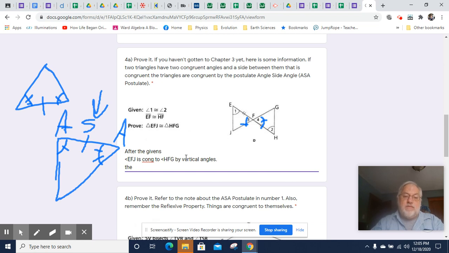So I'm going to label them carefully. So triangle EFJ is congruent to triangle HFG. Now that's EFJ and HFG. So F corresponds to F, E corresponds to H, J corresponds to G, and that's why they're ordered in that way, by angle, side, angle. Okay, so let's keep going here.